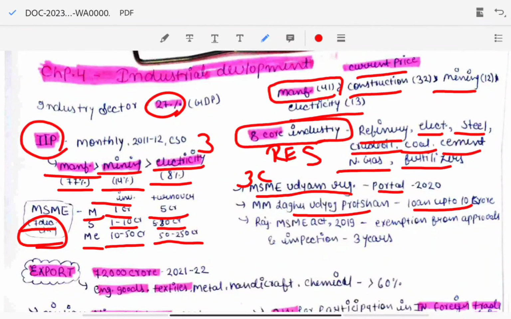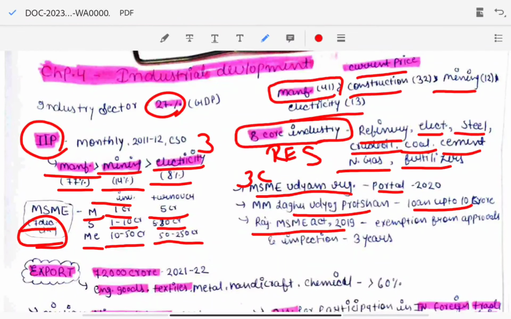Then we have the Rajasthan MSME Act of 2019 that provides exemption from approvals and inspections of police for 3 years. So it will increase growth in our sectors, right? If they can freely work without any inspector raj and so on.